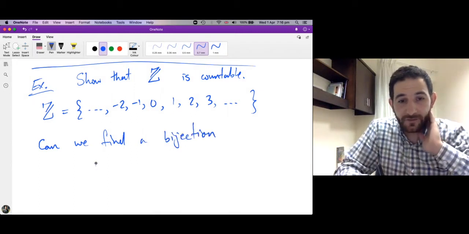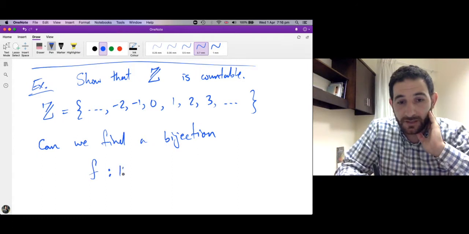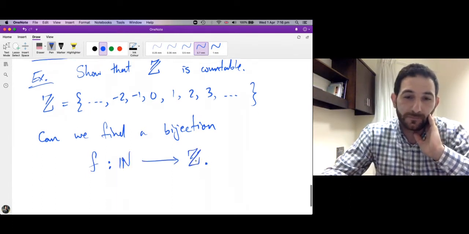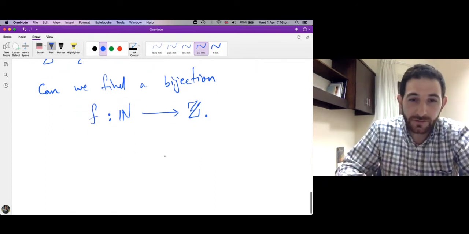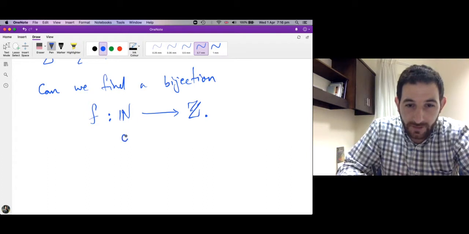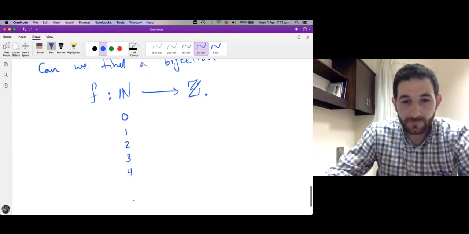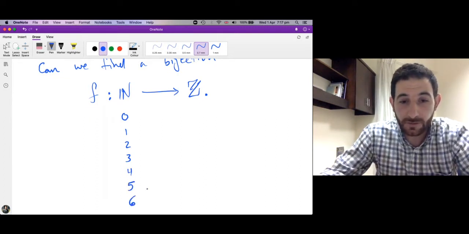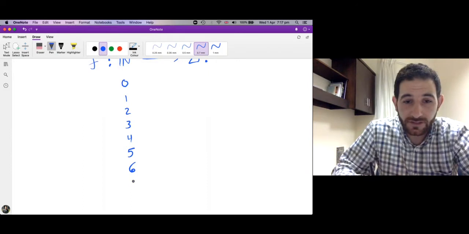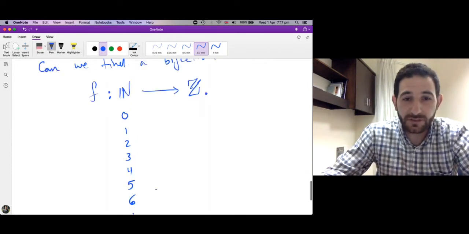Let's call it f, from the natural numbers to the integers. Okay, so which means what? So these are the elements of the natural numbers: 0, 1, 2, 3, 4, 5, 6, and so on. Okay, and the question is, what should be the images of this function?